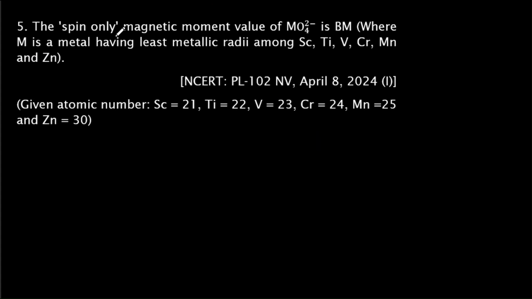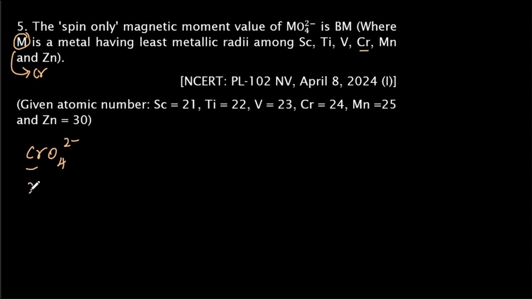The next question is the spin only magnetic moment value of MO4 2-, where M is the metal having the least metallic radii among scandium, titanium, vanadium, chromium, manganese and zinc. I have already explained in the key concepts itself that chromium is the metal having the least atomic radii, or you can say least metallic radii. So here the metal M is chromium and the formula is CrO4 2-. They are asking us to find the spin only magnetic moment value for the metal. For that you have to know the charge of the metal, then count the number of unpaired electrons.